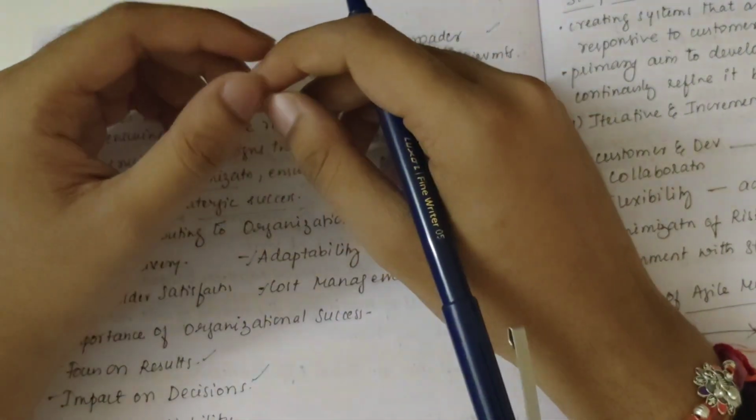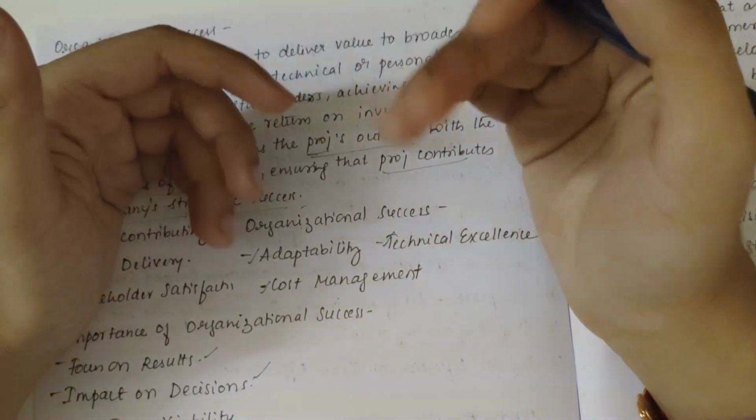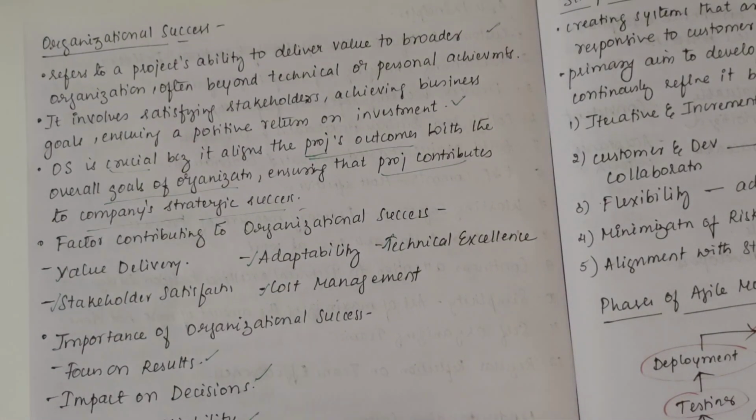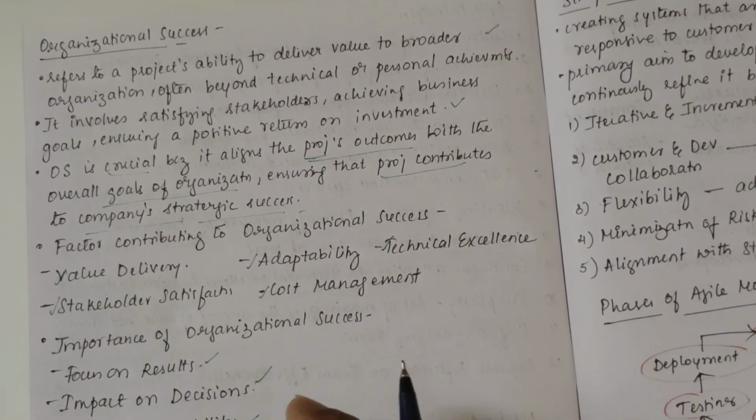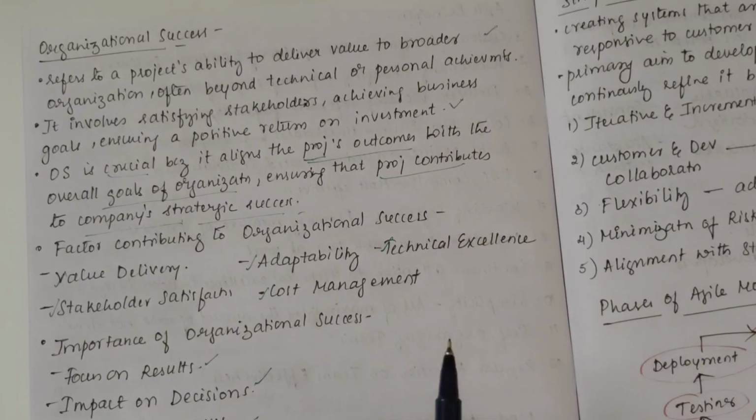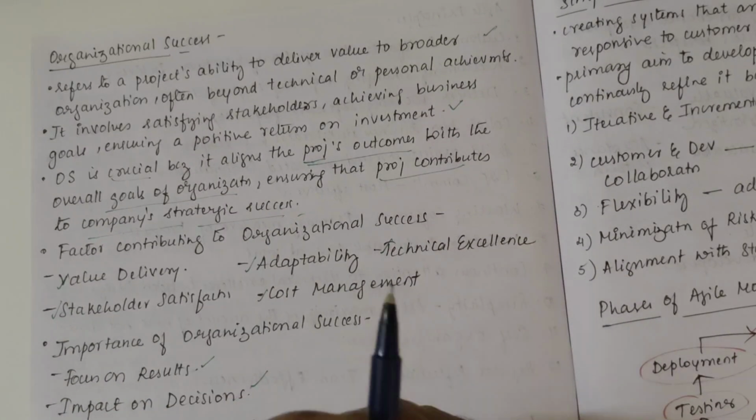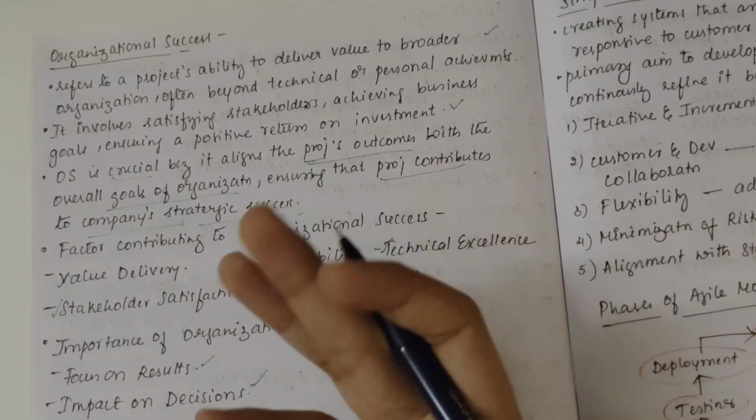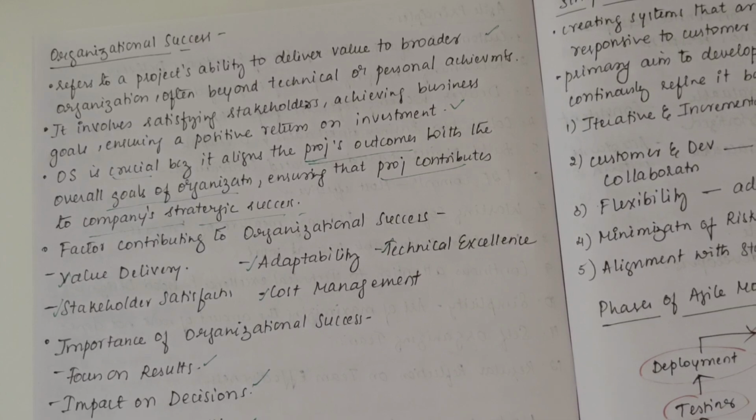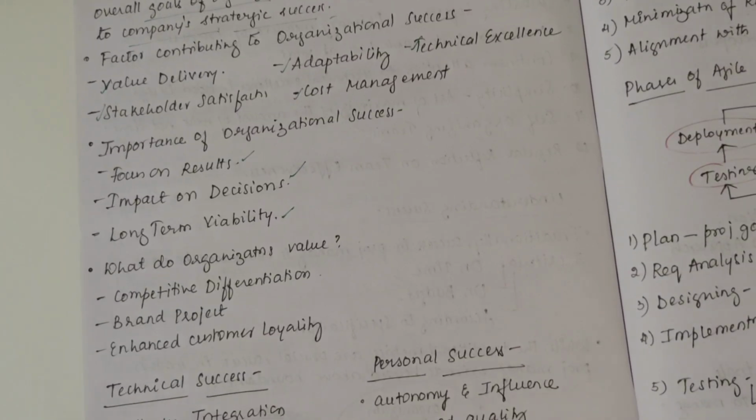Then we have impact on decisions. If a project fails to deliver organizational success, management has to look into where they have gone wrong. So it will impact the decisions of the company itself. Then long-term viability. Long-term viability means whatever success we have ensures the long-term relevance and viability of a project or the team within a company. Projects that consistently deliver value are more likely to receive continuous support and investment from the stakeholders or the seniors themselves.